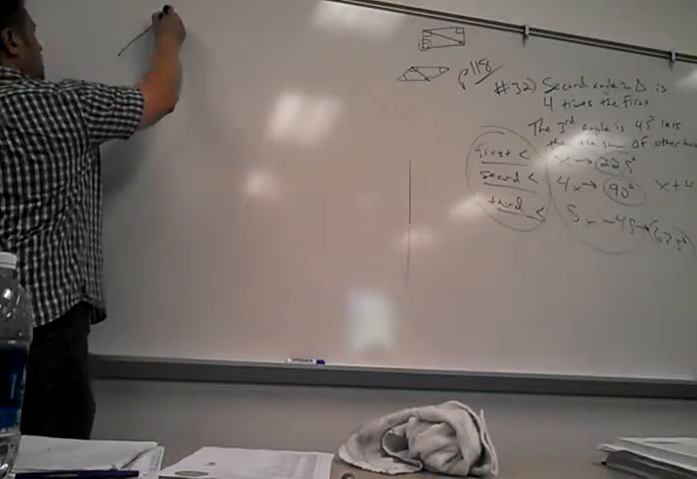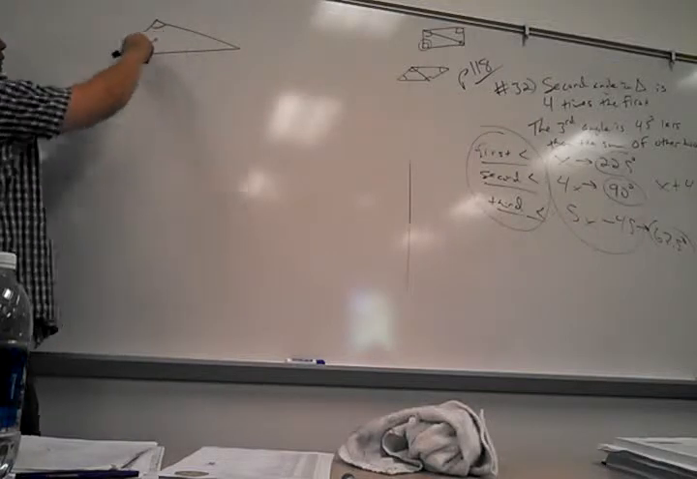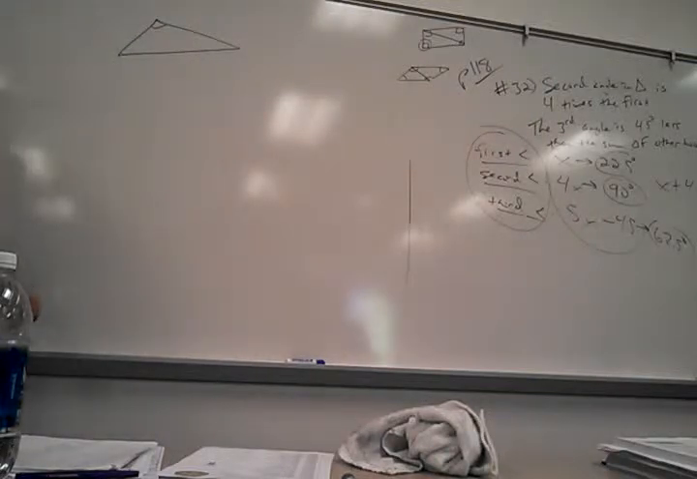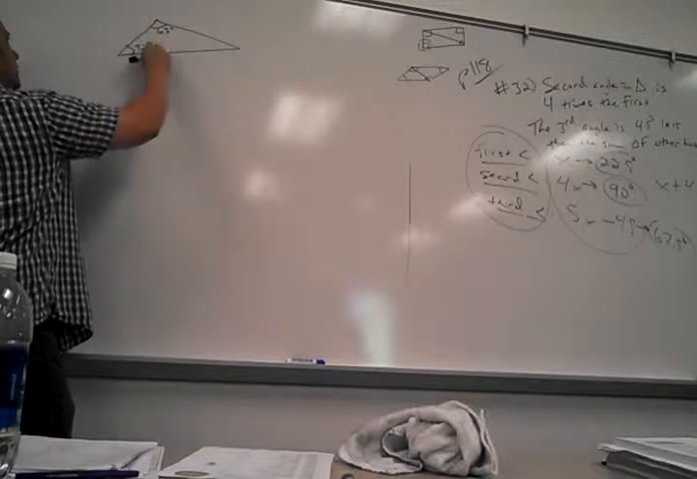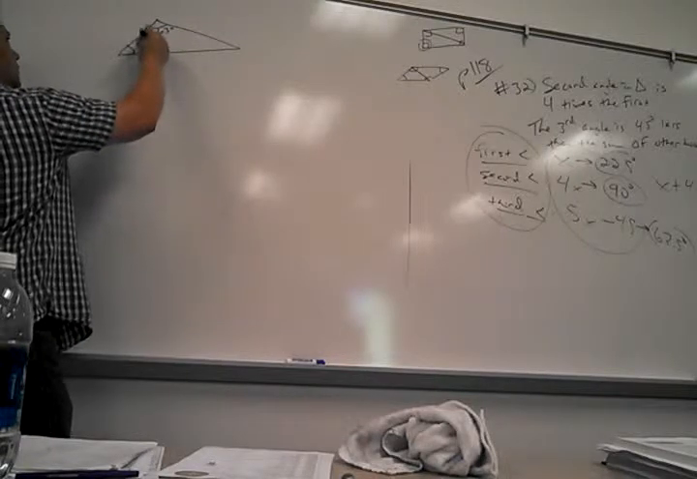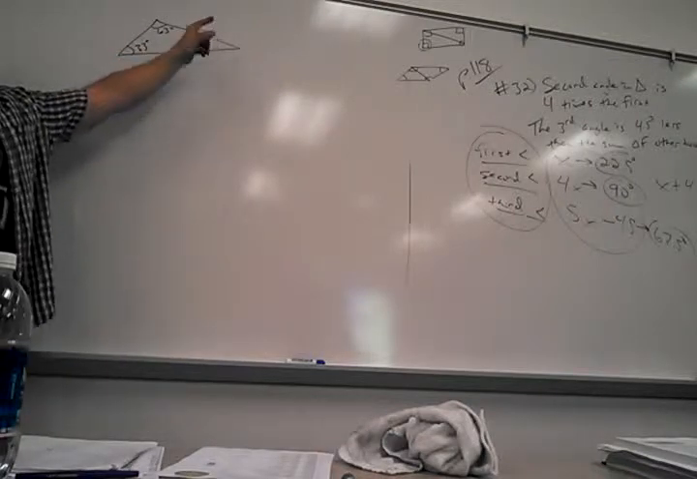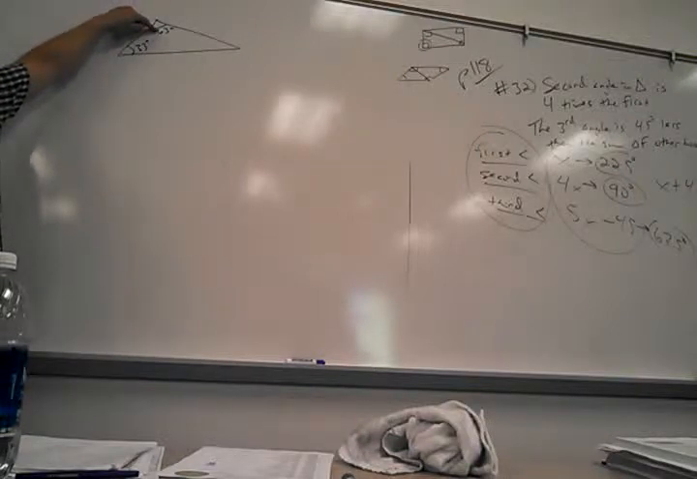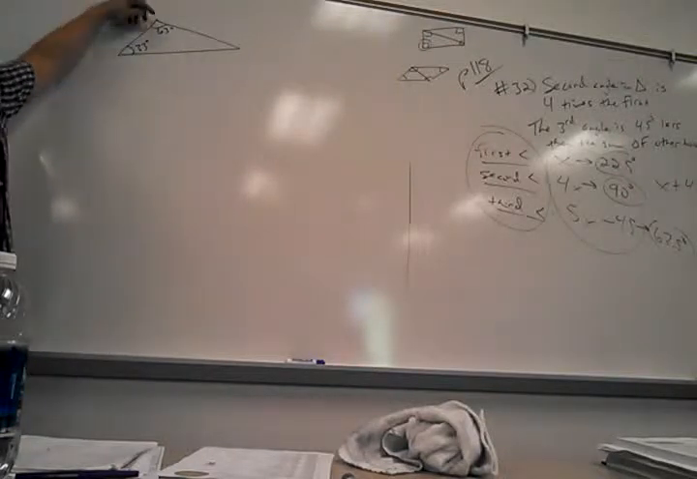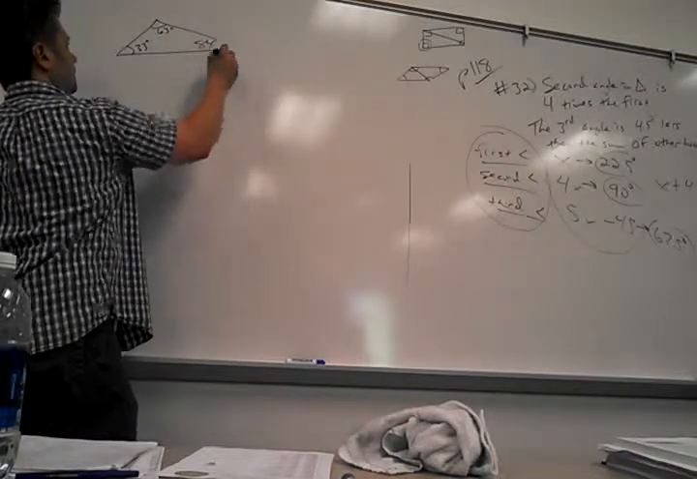if I had a triangle, let's say, give me a number for that angle. 63. So let's say this is 33. Let's say this is 63. What's that one gotta be? How do you figure out what that one has to be? So far I've got 96. 180 minus 96? 84, yeah, good. Obviously not to scale.